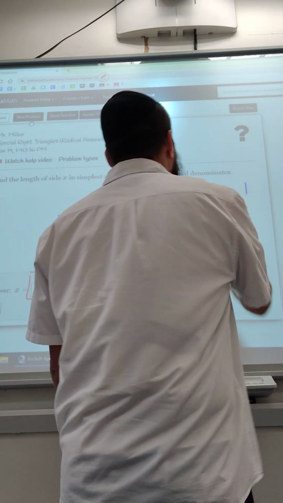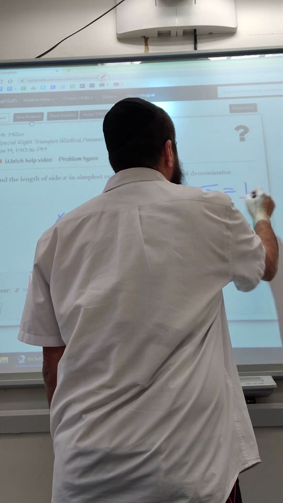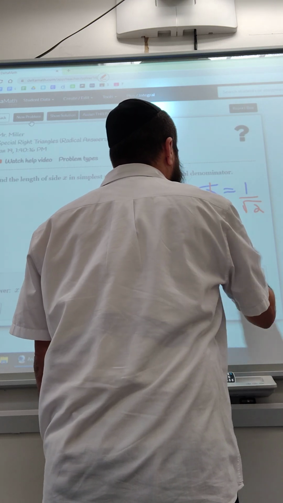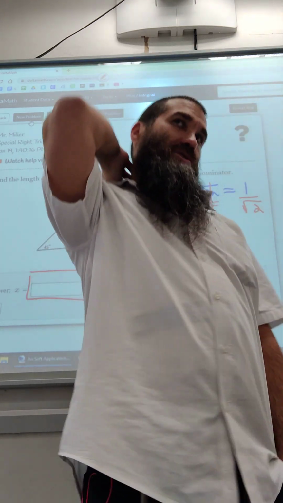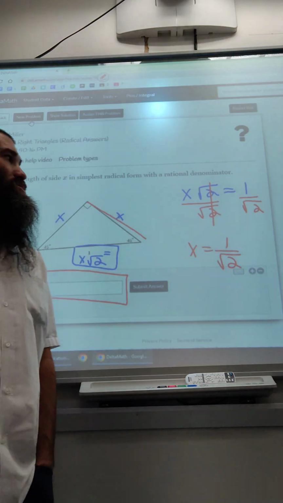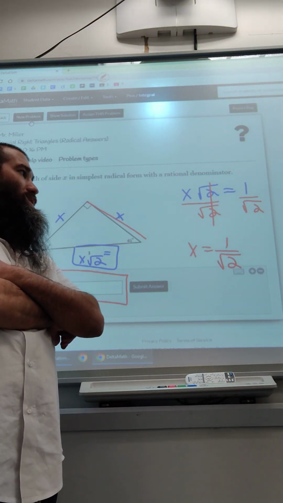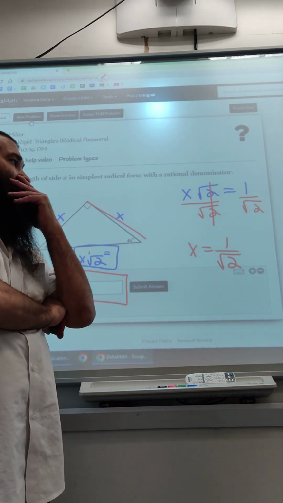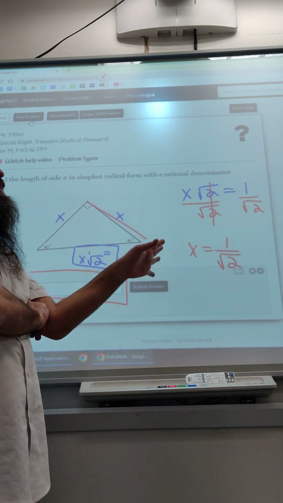So we divide both sides by radical 2. And we get x equals 1 over radical 2. I still don't know why you can't leave a radical in the denominator. It's a rule of math. I'm waiting for somebody to look it up and tell me at some point. Not right now. Anyway, so we can't leave it there.